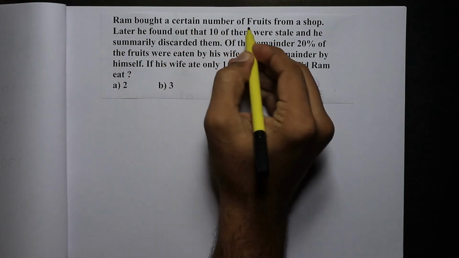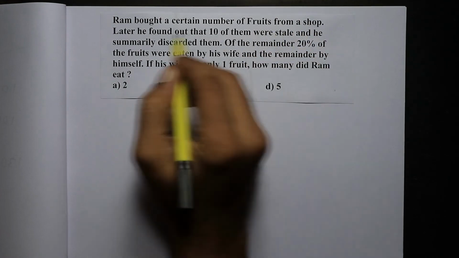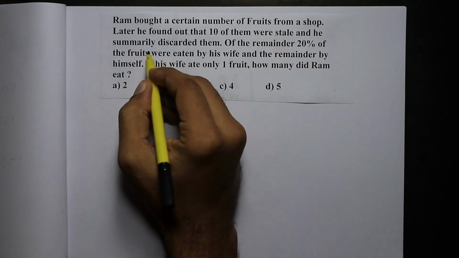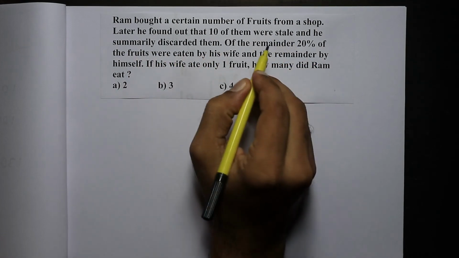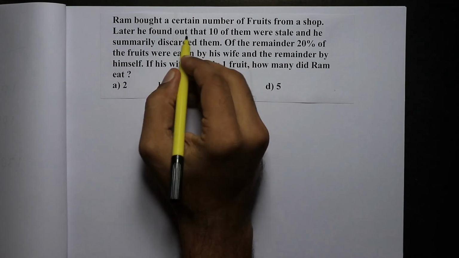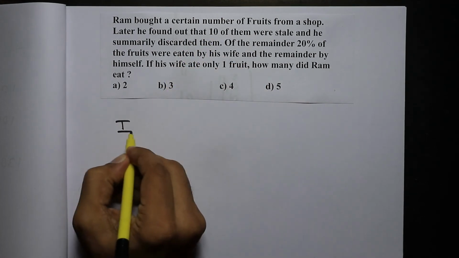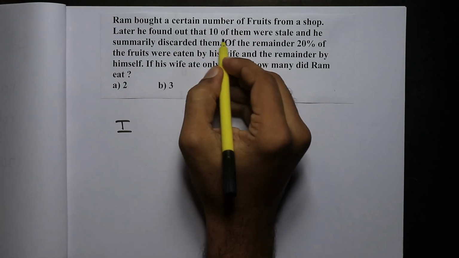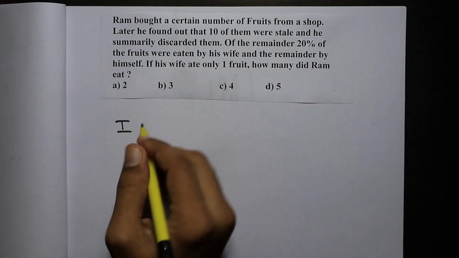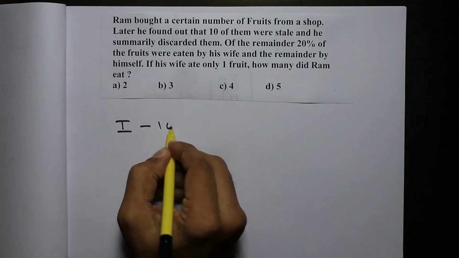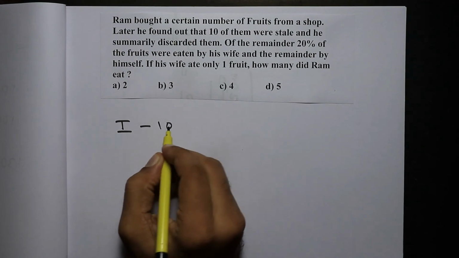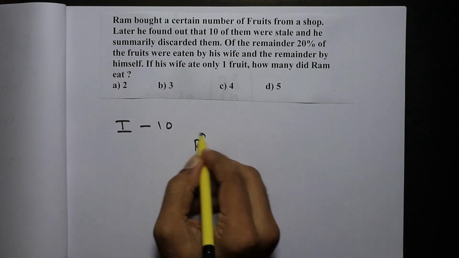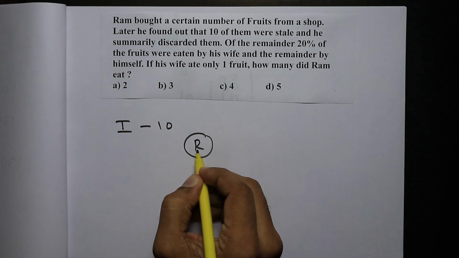Ram bought a certain number of fruits from a shop. Later he found out that 10 of them were stale, and he summarily discarded them. He removed them. So assume that initially he bought I number of fruits, that is the initial quantity I. He found out that 10 of them were stale and removed them, so now he has I minus 10. This is the remaining quantity, I minus 10, which I'll call R. R is the remaining quantity.